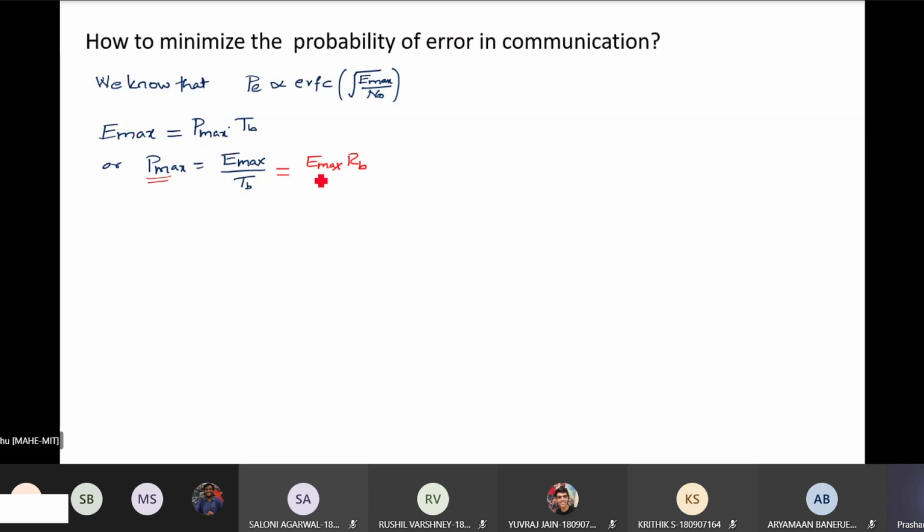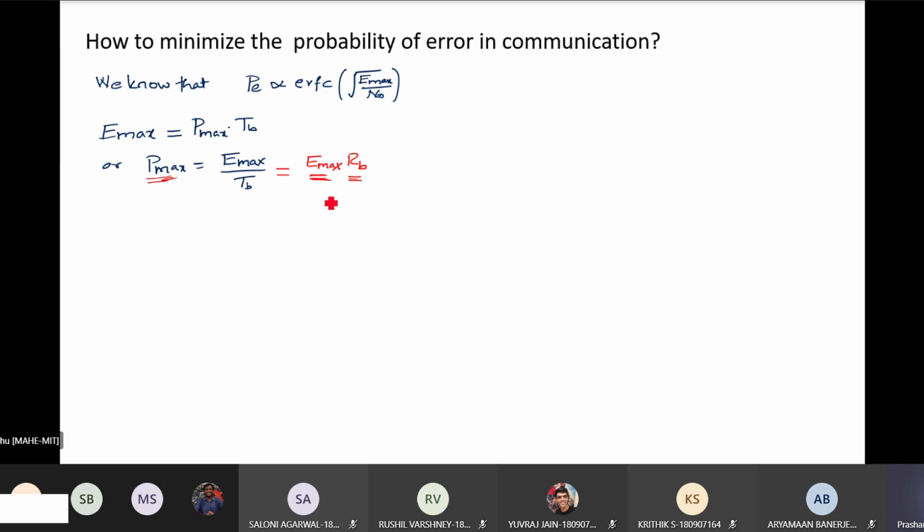What can we do so that we transmit at power Pmax but achieve minimum probability of error? We can increase Emax, but we need to decrease the bit rate. If we increase the bit rate, we need to decrease Emax. This is the problem, right?